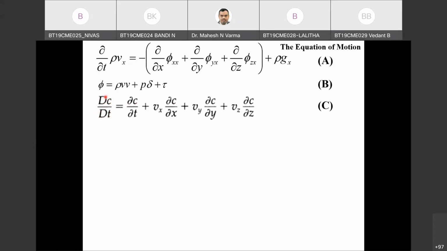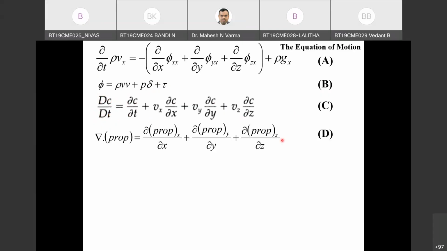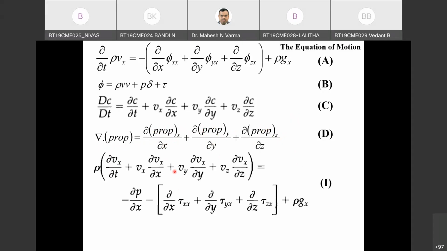In the previous class we have discussed the partial time derivative, total time derivative, and substantial time derivative. So this is the definition of the substantial time derivative, using these three equations, and this is the definition of divergence of a property. So this will be d by dx of property x if it is a vector, then d by dy of property y, d by dz of the z component of property. Combine these A, B, C, D, and you should be able to get this equation.